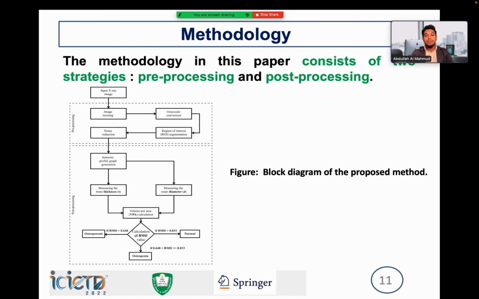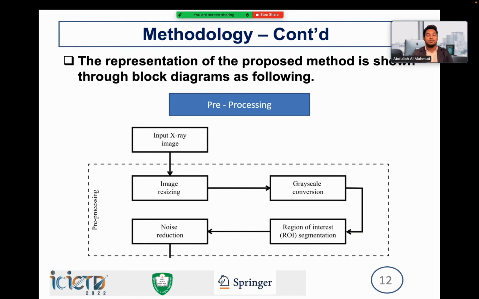Methodology. Our proposed methodology consists of two strategies: pre-processing and post-processing. We have segmented this methodology into several images for a clear brief. In pre-processing, we take an input image that must be an X-ray image. After that, we resize that image for our convenience.